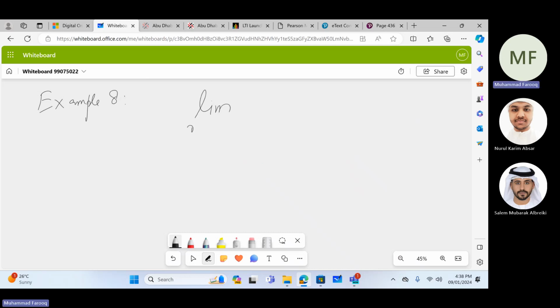Limit when x approaches positive infinity of x raised to the power 1 by x. Again, first of all, we have to confirm whether this function is one of these 7 forms, yes or no. Substitute x as infinity. 1 over infinity is 0, so it is infinity to the power 0. Is this form in the list? Yes. It means this question can be answered by the L'Hopital rule.